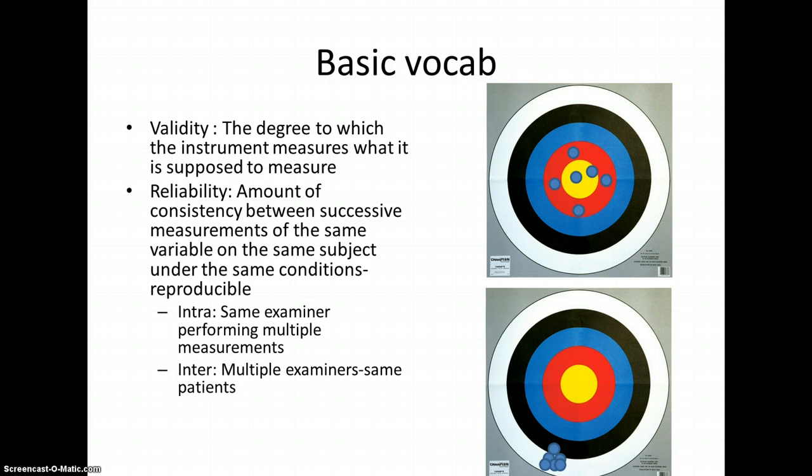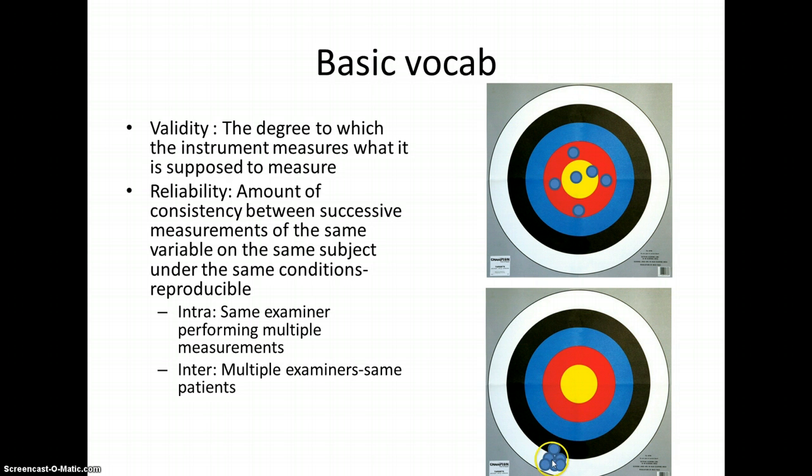The basic vocabulary we start our evidence-based practice with is validity and reliability. Validity: the degree to which the instrument measures what it is supposed to measure, and reliability: the consistency between measurements. As you can see in the top picture, it's illustrating validity, where what you're supposed to be doing is hitting the bullseye or as close to it. You notice that the 5 shots are pretty valid because they're doing what they're supposed to be doing. The bottom picture is illustrating reliability, very consistent and very well grouped together.